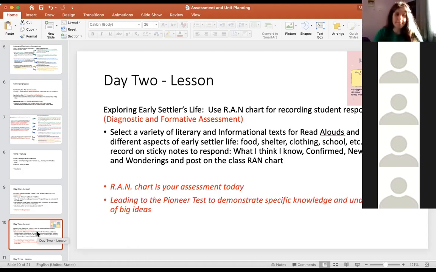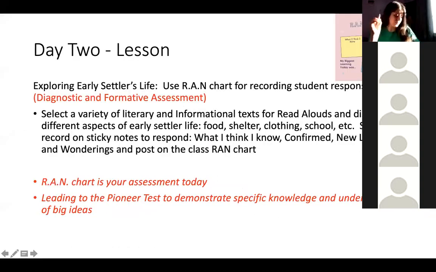So she's getting them to find out what they think they know, which is the first part. And then they're listing what they think they know, and throughout it, they can go in and check it off or write an entry to say that they confirmed what they knew. All of this on that RAN chart. Let me open this up a bit so you can see it better.